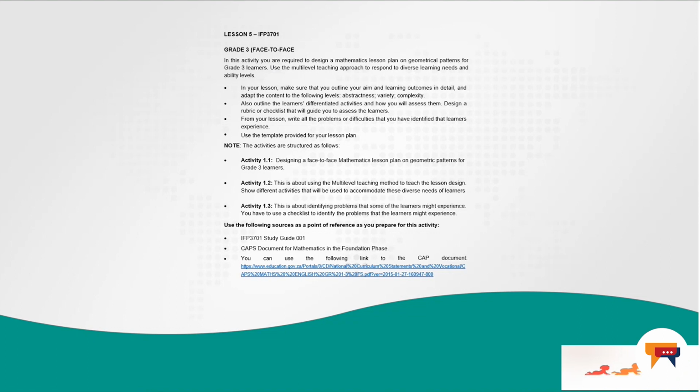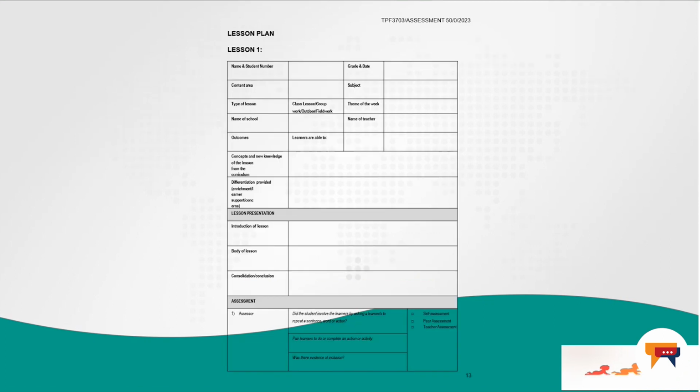Activity 1.3, this is about identifying problems that some of the learners might experience. You have to use a checklist to identify the problems that the learners experience. You need to use the following sources as a point of reference as you prepare for these activities: your study guide for IFP 3701, your CAPS document, and also the link that is provided for you.